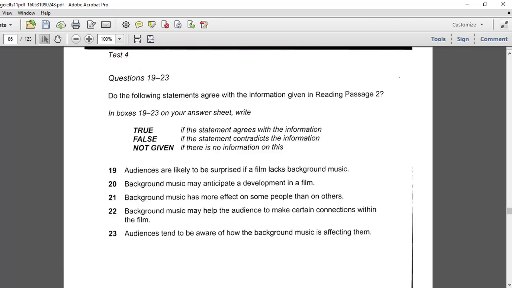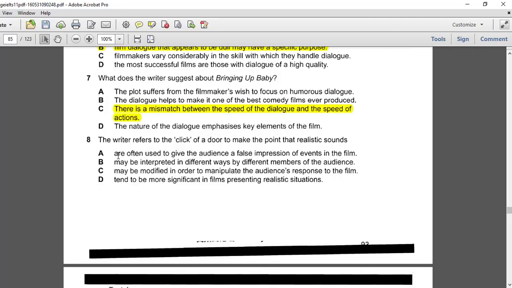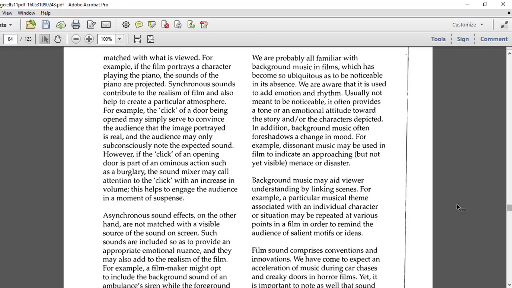Okay, so get back to the question. Are often used to give the audience false impression? No. Maybe interpreted in different ways by different members of the audience? No. Maybe modified in order to manipulate audience response? Maybe. Tend to be more significant, realistic. I remember I saw the word realistic, so it's either C or D. Number C says maybe modified to manipulate the audience's response, or tend to be more significant in films representing realistic situations. Get back to the passage and let's see.